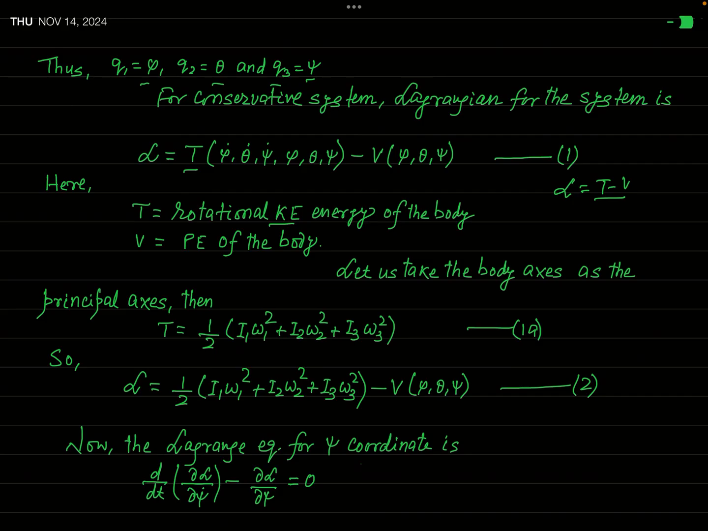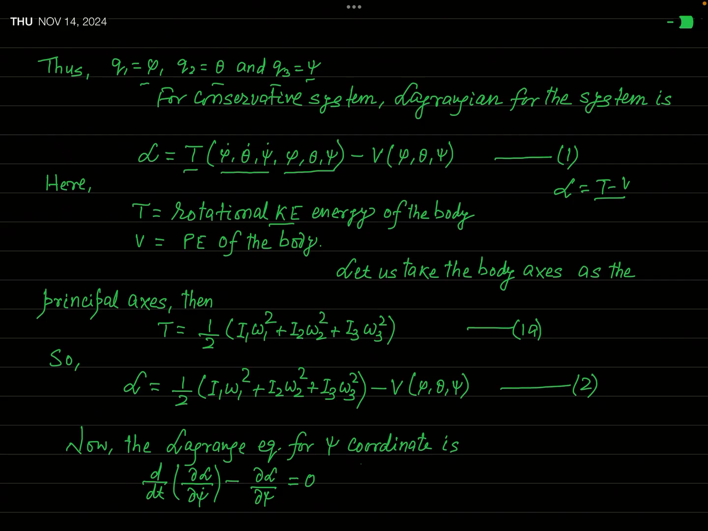But in this expression for the Lagrangian in equation 1, I have written phi dot, theta dot and psi dot in the argument of the kinetic energy T, because the Lagrangian is a function of generalized velocities and generalized coordinates. Here phi, theta and psi are generalized coordinates, and phi dot, theta dot and psi dot, the time derivatives of phi, theta and psi, are the generalized velocities corresponding to them.